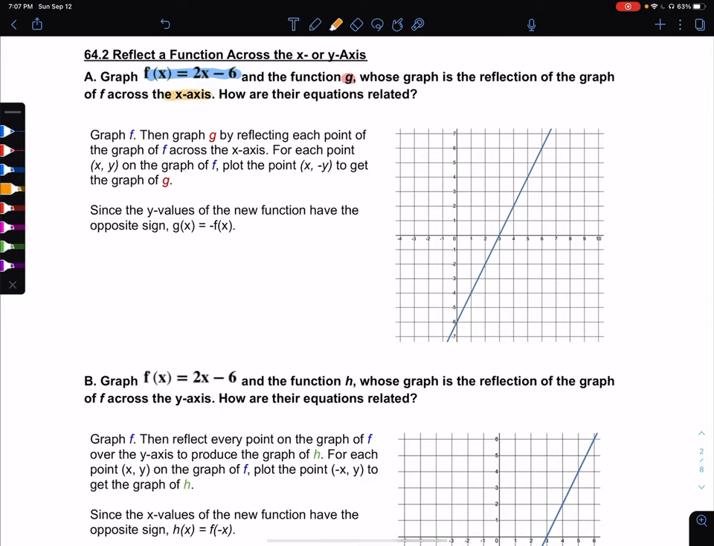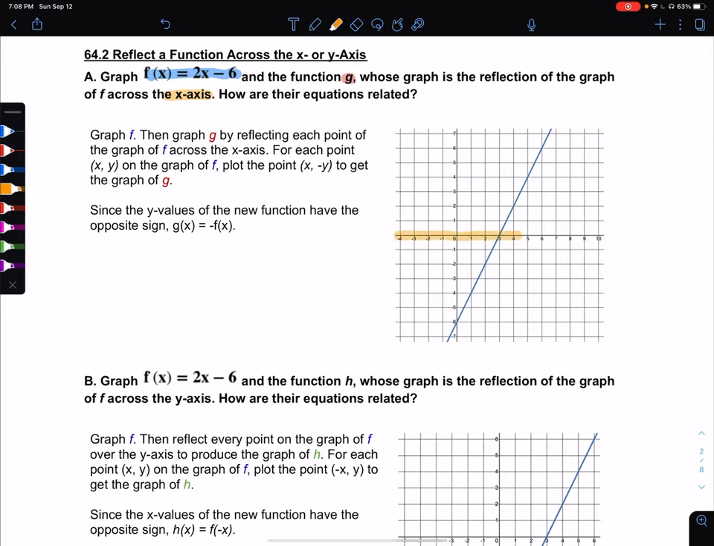So this time we're going across the x-axis. And we want to know how are their equations related. So we already graphed f, it tells us graph f, but it's already there. Then graph g by reflecting each point of the graph of f across the x-axis. So what does that mean? It means for each point (x, y) on the graph of f, we want to plot the point (x, negative y) to get the graph of g.